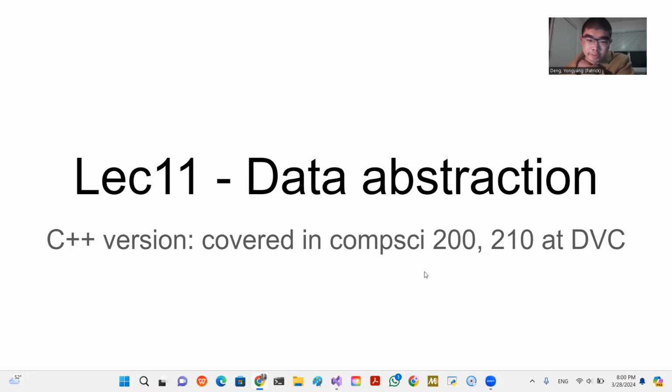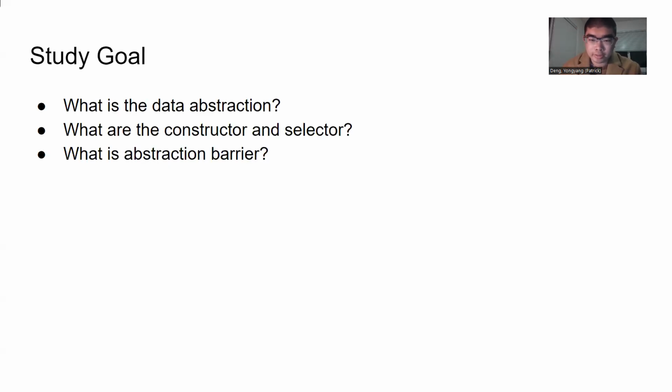Today we'll be talking about data abstraction. Data abstraction is covered in 200 and 210 at DVC. I guess it's 210 though. So let's get started. The study goal is: what is data abstraction, what are the constructor and selector, and what is an abstraction barrier.